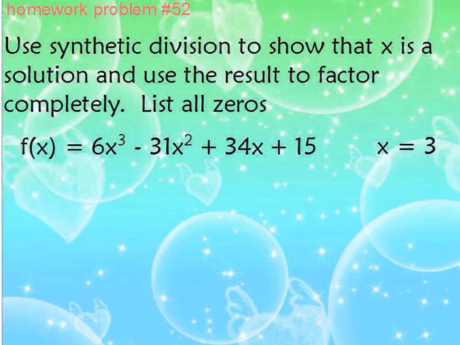So here, this one is help with number 52 on your homework. It says use synthetic division to show that 3 is a solution and use the result to factor completely. List all the zeros. Okay, so assuming that this is not going to be factored by grouping, it's not going to work out nice for that, we're going to plug 3 in, and we're going to show that it's a solution. So you put 3 into your synthetic division. There are no missing terms, so no zeros.